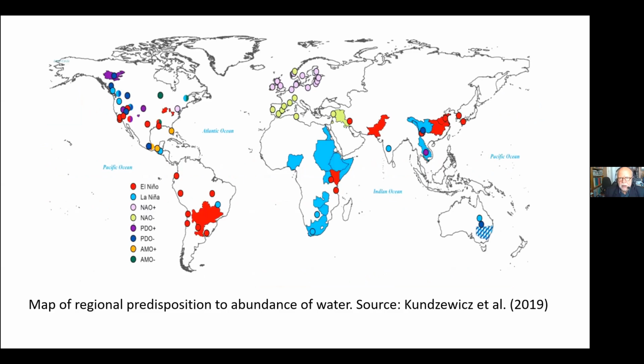In this paper, we produce the following map of regional predisposition to abundance of water. So you see, there are areas where abundance of water is more likely during El Niño than normal, or during La Niña, or during NAO, North Atlantic Oscillation positive phase, which is in much of Northern Europe, or in a negative phase in the Southern Europe and Northern Africa. PDO, Pacific Decadal Oscillations, and MAO also play the role according to references that we spotted.